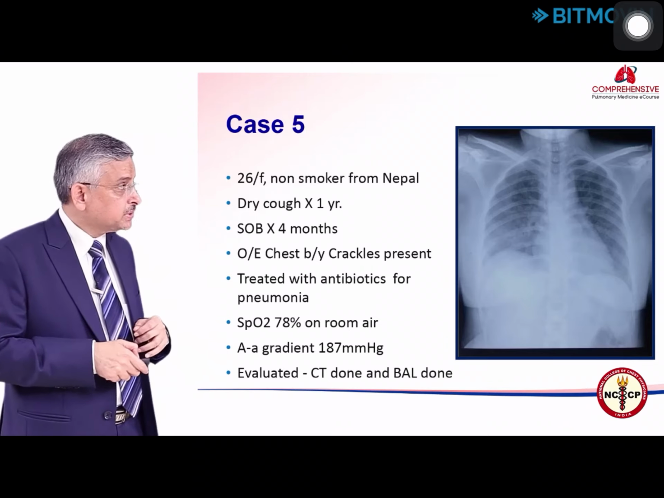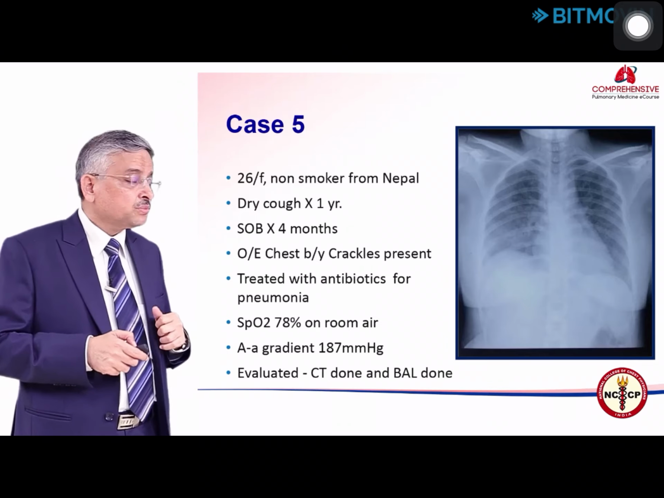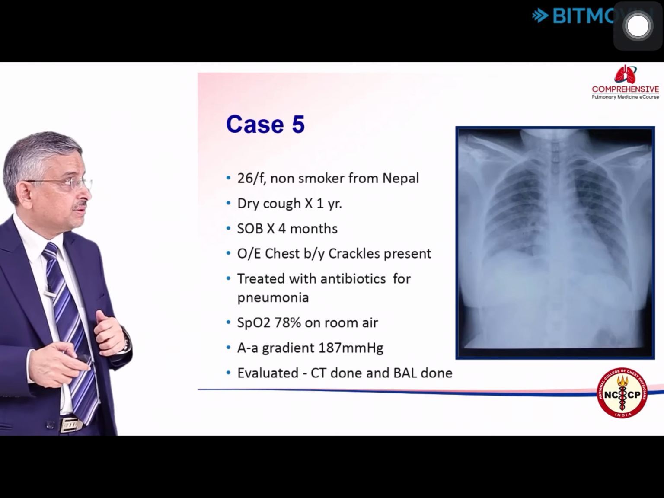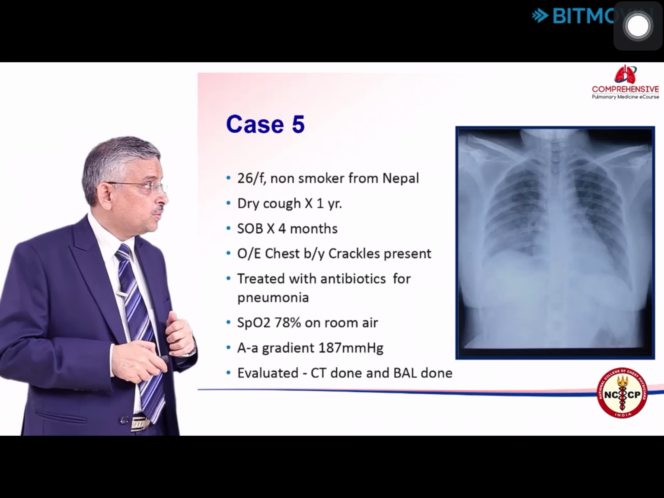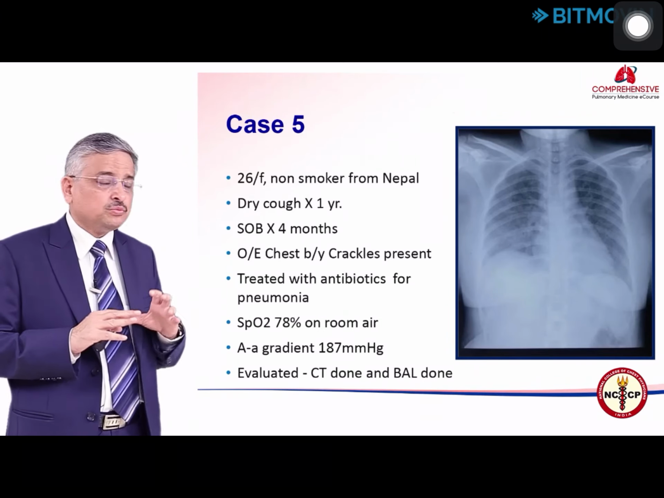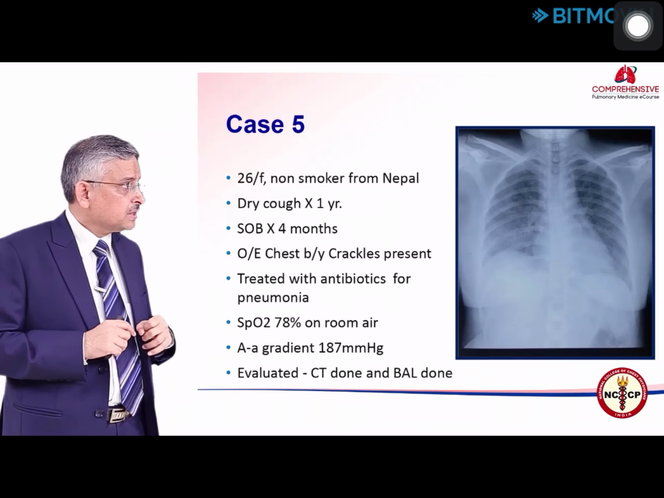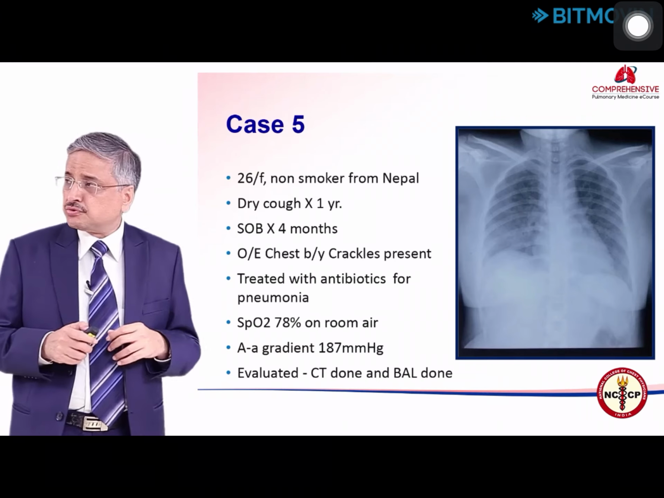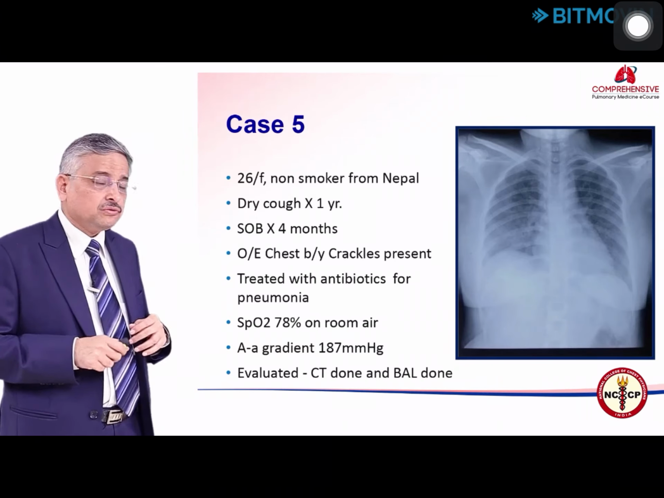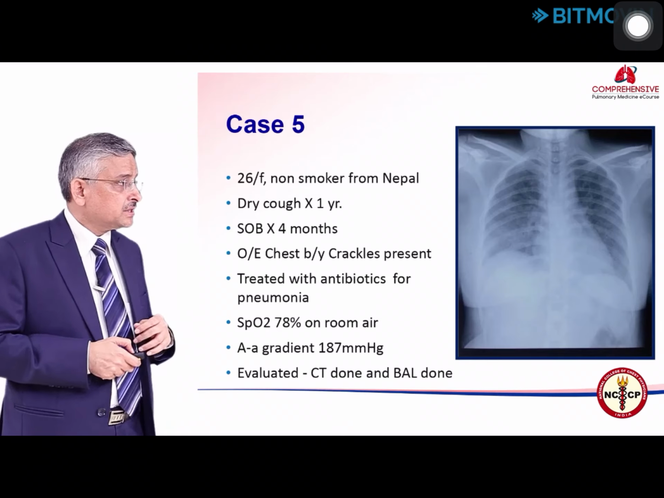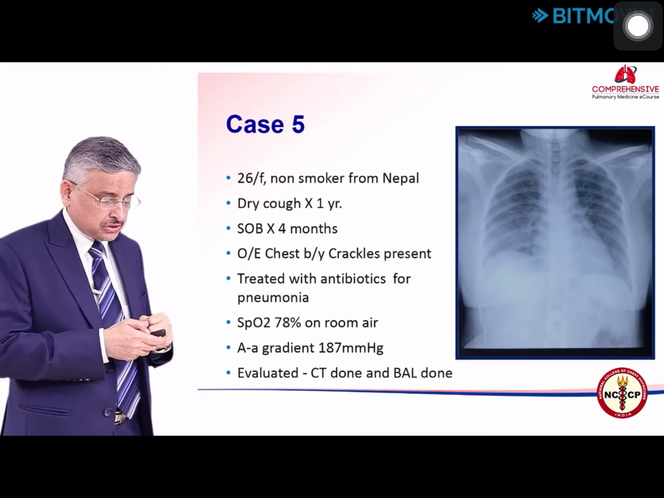And to give you an example, this is a girl who came to us from Nepal. She is a 26-year-old non-smoker. She came to us with dry cough for 1 year, shortness of breath for 4 months, and on examination her chest showed bilateral crackles. She was treated with antibiotics for pneumonia, and when she came to us, the resting saturation was only 78%. Her alveolar arterial oxygen gradient was 187, and she was evaluated, and a CT and a BAL was done. This is the X-ray that she had.